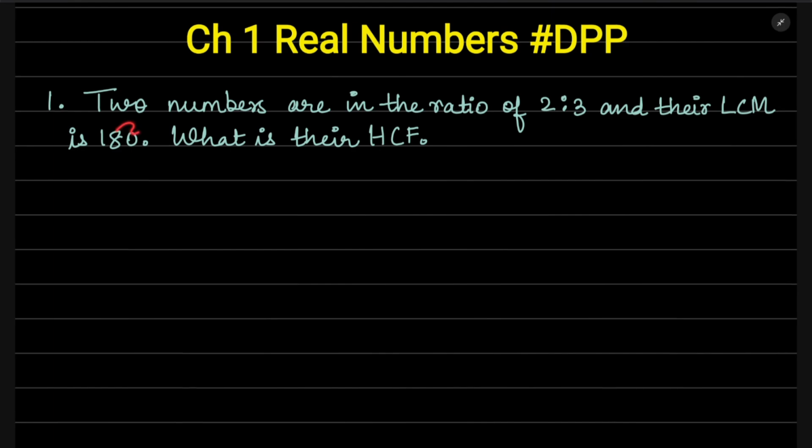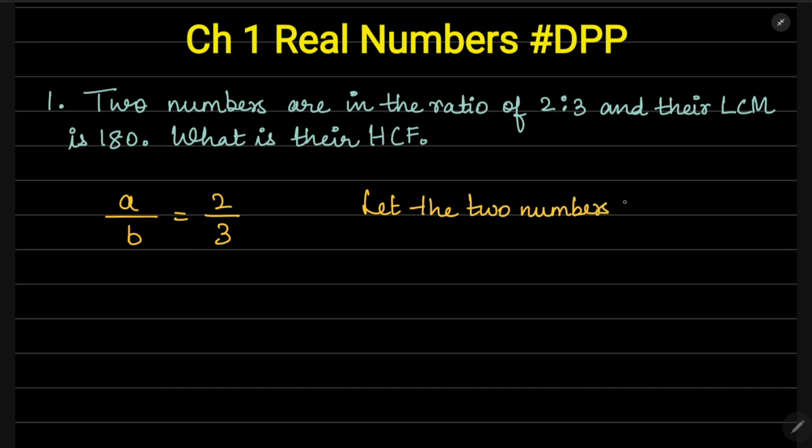Okay, so the first problem of the day is: two numbers are in the ratio 2:3 and their LCM is 180. What is their HCF? So you are given two numbers. Let those two numbers be A and B. The ratio of the two numbers, that is A by B, is 2:3. So let one be 2x and the other one let it be 3x, right?